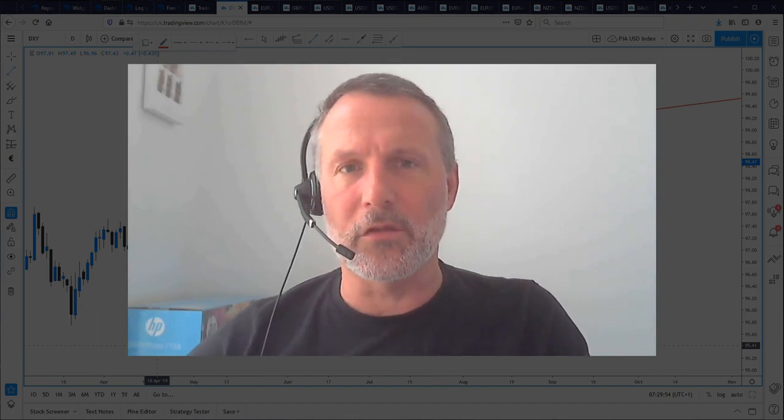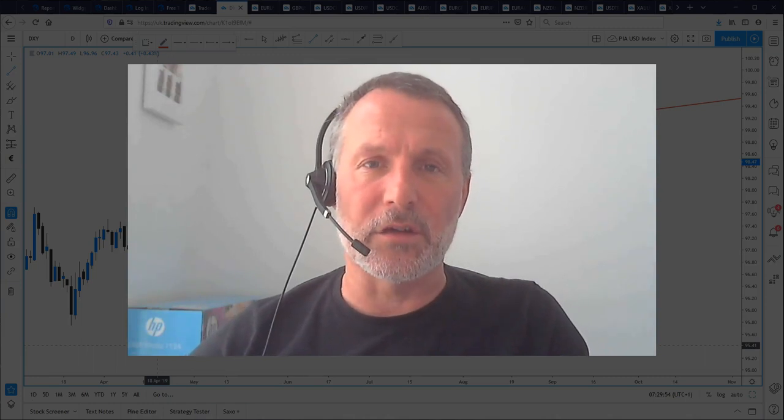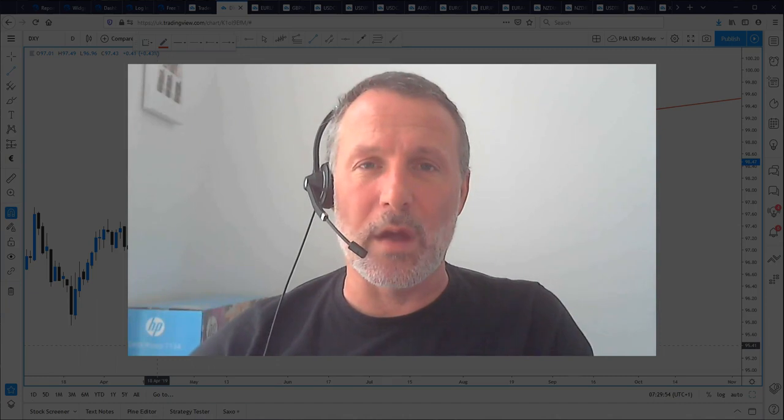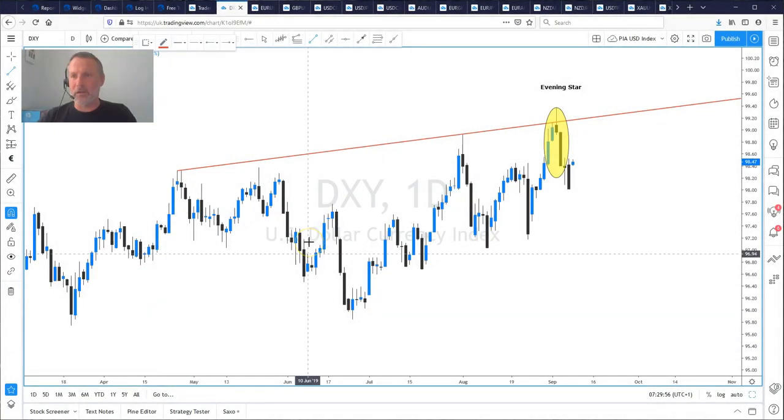I'm going to start off with the dollar index, then break down the other currency pairs, highlighting chart formations, our bespoke support and resistance levels, basically where we're looking for the currency pairs to go this week. So we're going to start off with the dollar index. This is the daily chart.